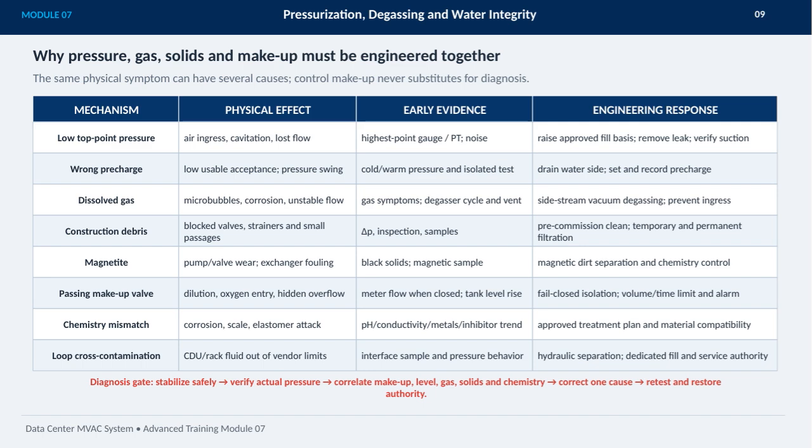Finally, the diagnosis gate process involves stabilizing safely, verifying actual pressure, correlating all related factors, correcting one cause at a time, and then retesting to restore full system authority. This comprehensive approach ensures system integrity and performance.